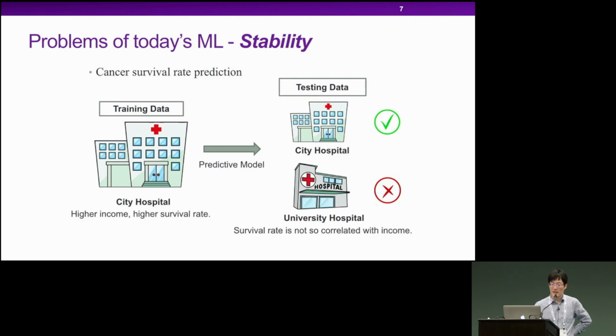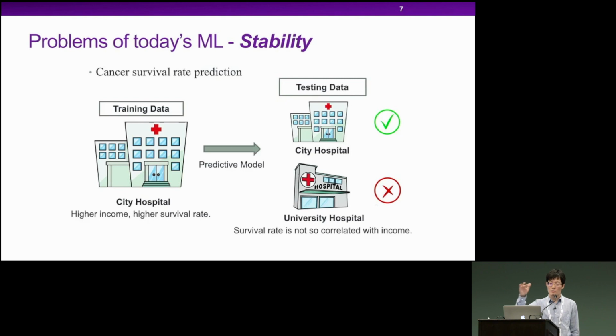Another example is that we try to build a cancer survival rate predictive model based on city hospital data. In the city hospital data, you will find a very strong correlation: if a patient has a higher income, then he will have a higher survival rate, right? So why?